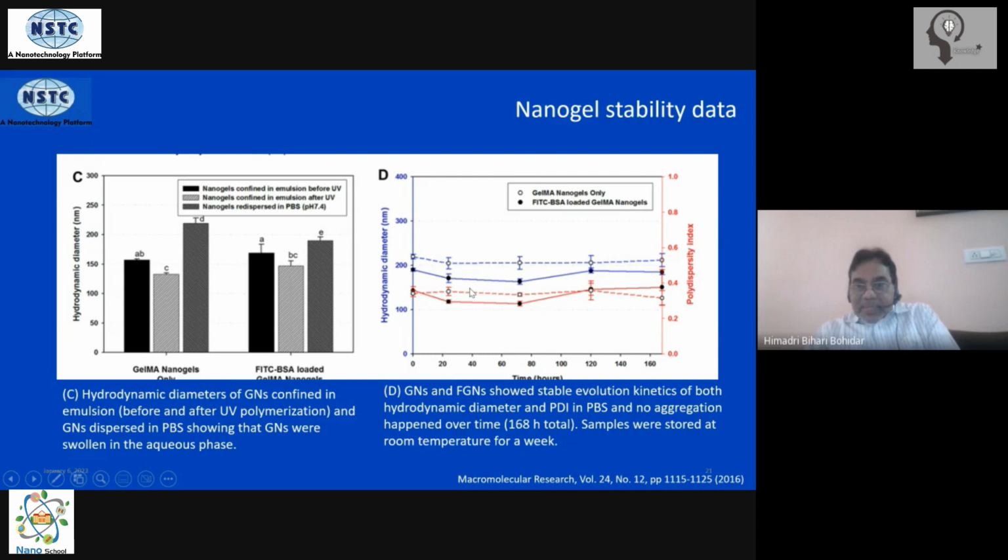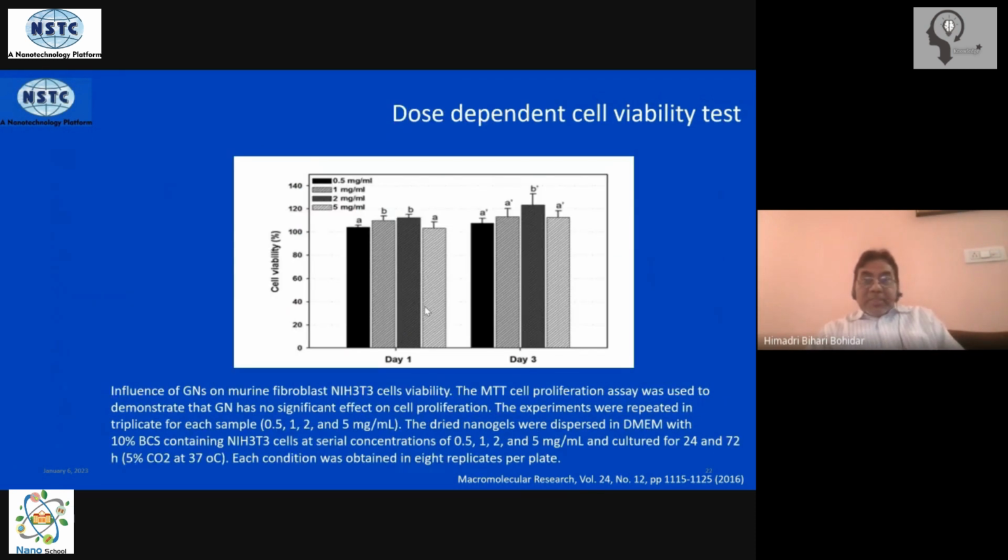Here the stability is shown as a function of time, of both the blank nanogel and FITC labeled nanogels. Blank nanogels, you see these open circles here, are stable over a period of 160 hours. FITC loaded also equally stable. There's not much deviation. Close to about 200 nanometer here, and the blank one is about 210, 220 nanometer here. Polydispersity, the red line that you see here, is also more or less constant. So the size and the morphology actually do not change with time. That's what it shows.